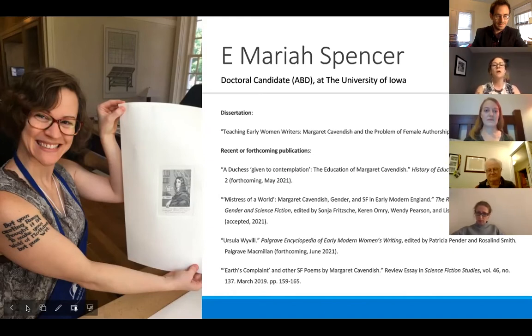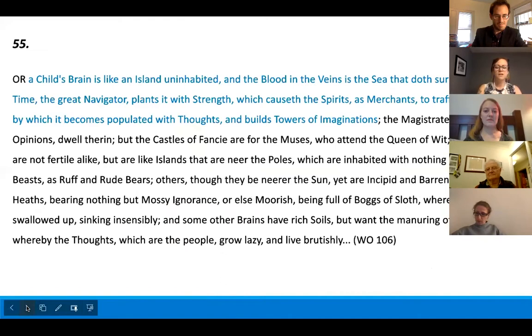So to begin, "A child's brain is like an island uninhabited, and the blood in the veins is the sea that doth surround it. But time, the great navigator, plants it with strength, which causeth the spirits as merchants to traffic thereto, by which it becomes populated with thoughts and builds towers of imaginations."